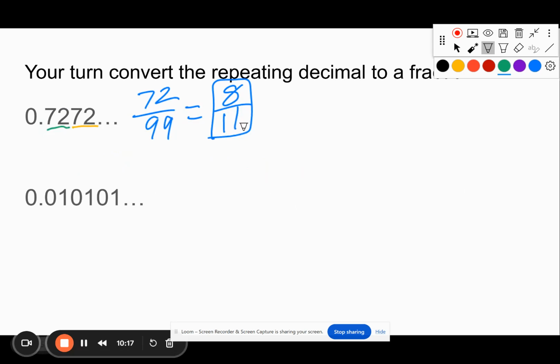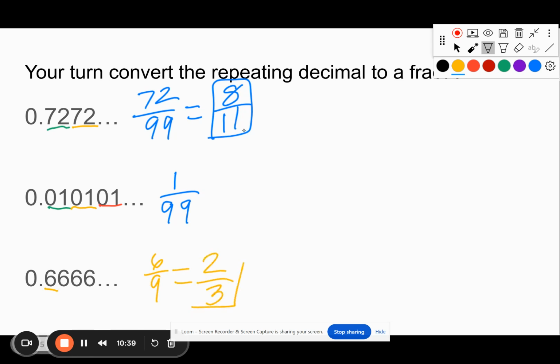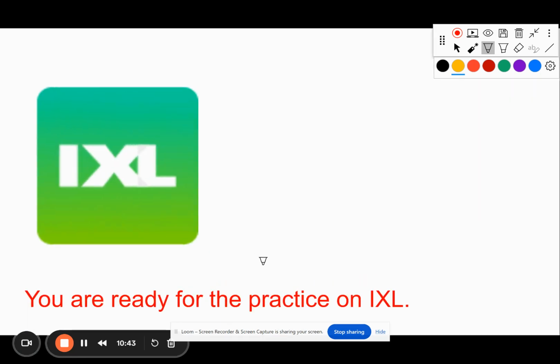What is repeating? 0, 1, 0, 1, 0, 1. So we're going to put 1 over, and there's 2 digits repeating, so it's over 99. What is repeating? Just a 6. 6 over 9. That reduces to 2 over 3. That's one of them you should have memorized. All right, there's your IXL.